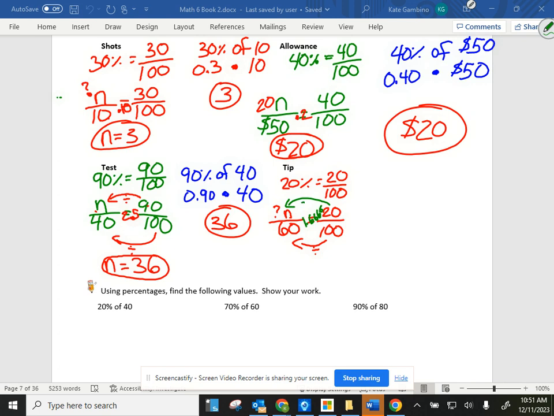So again, I'm going to divide. 20 divided by 1.66666. And what do I get for my answer? If you do 20 divided by 1.66666, what do you actually need to use your calculator?